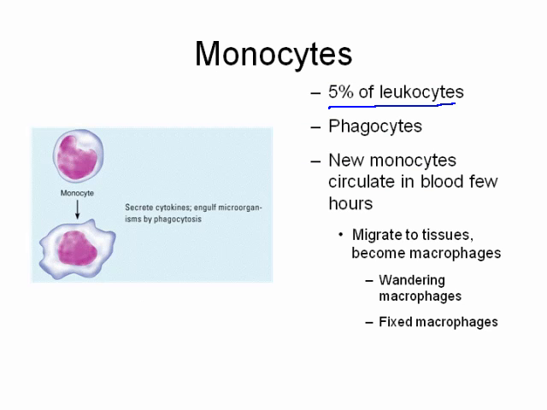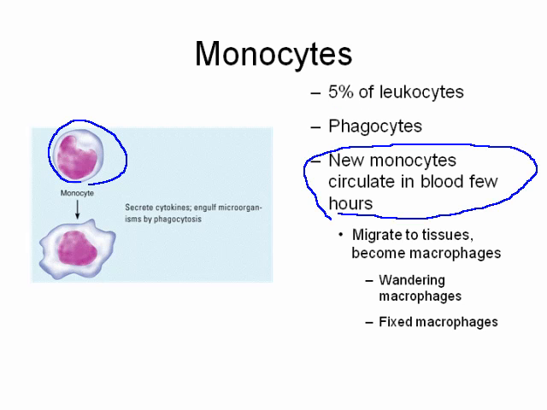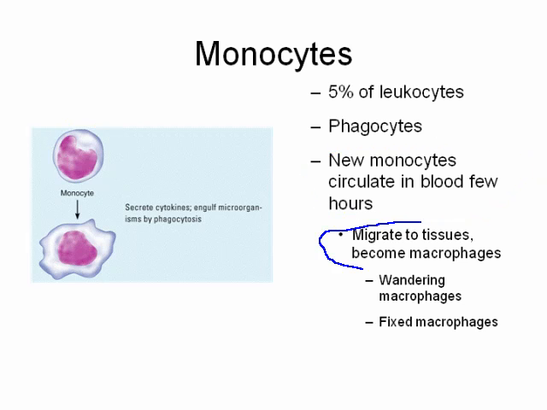Monocytes only represent about 5% of white blood cells, and they are phagocytic. Newly formed monocytes circulate in the blood for just a few hours, and then they migrate to tissues where they become what we call macrophages. Macrophages can either wander around in the tissue or remain fixed in one place. And as the name suggests, macrophages are large phagocytic cells, which, just as we talked about with other phagocytic cells, engulf foreign cells, damaged cells, etc., as well as bacteria, and help to destroy them.